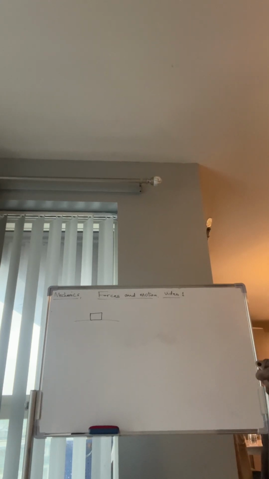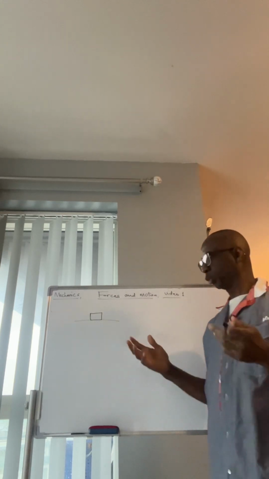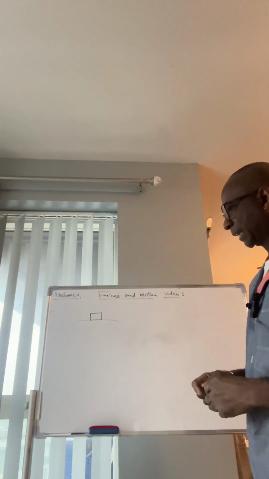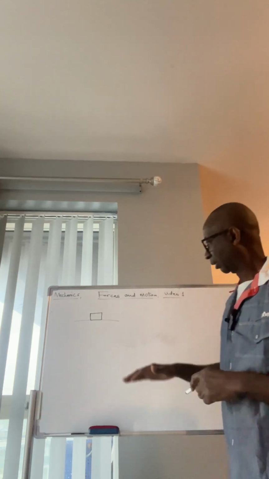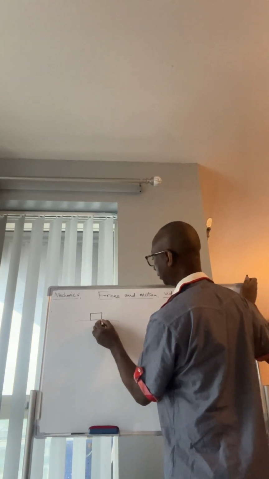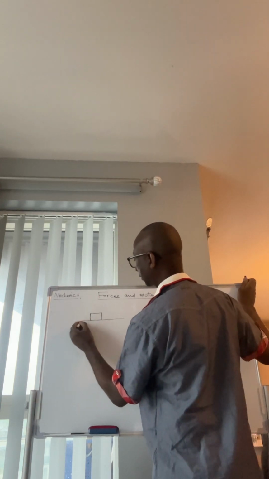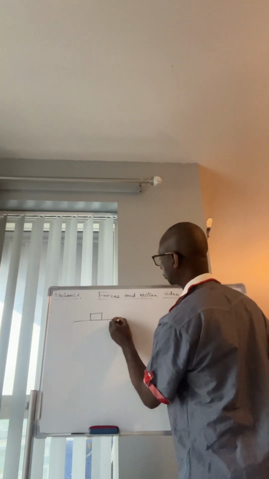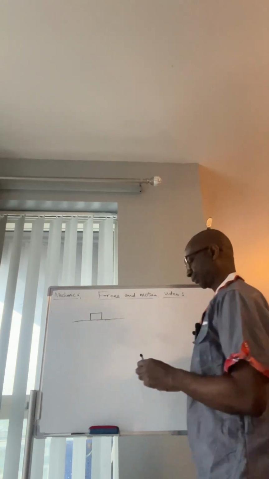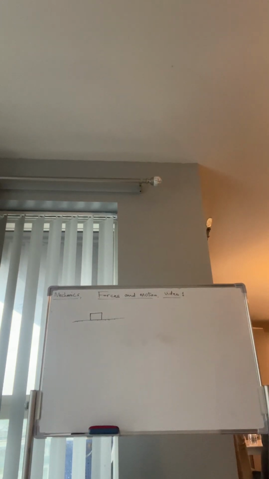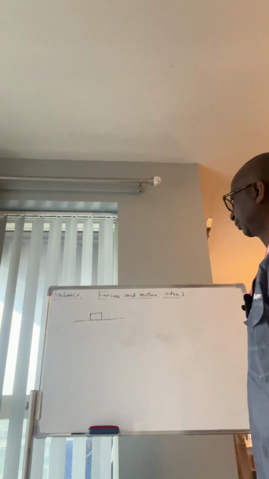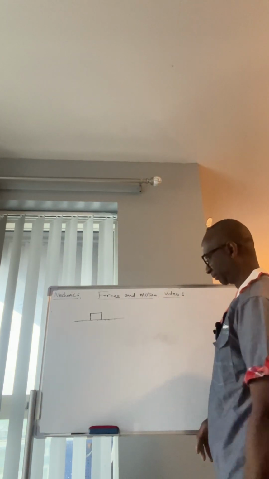Say you have a block whose weight is W, for instance, and you place this block on a rough horizontal surface. This line here is a rough horizontal surface. Let me just do something like this to indicate it's rough. So we want to determine the forces that will act on this block when you place it on this surface.